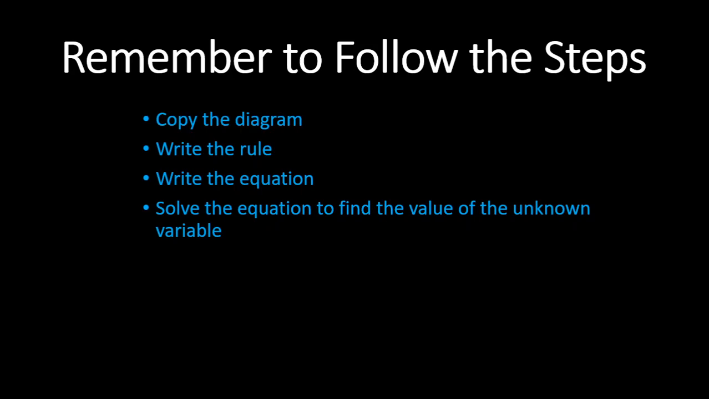And then you're going to solve that equation to find the value of the unknown variable. So get the letter by itself, send the numbers over to the other side. Remember, if it was plus, we minus, if it was multiplied, we divide. It's the opposite operation to get the letter on its own. And then finally, reread the question to make sure that you are done. Make sure that you have found the variable that you're looking for, or if you needed to, you've worked out the angles that you are looking for.